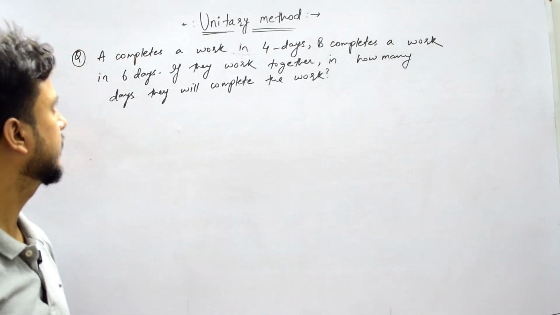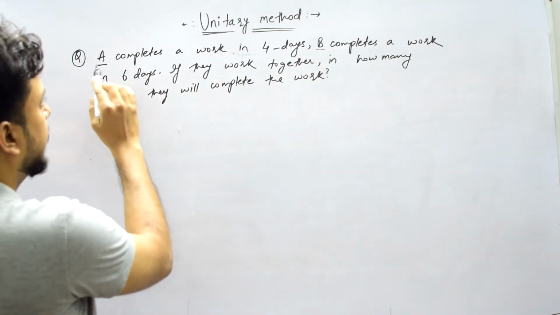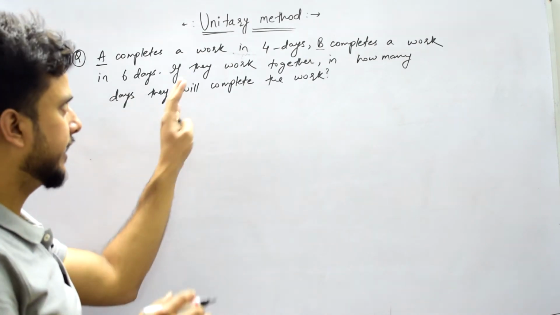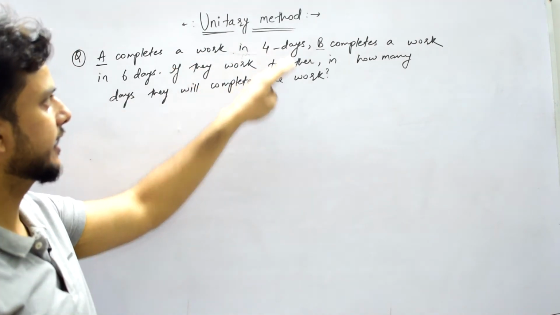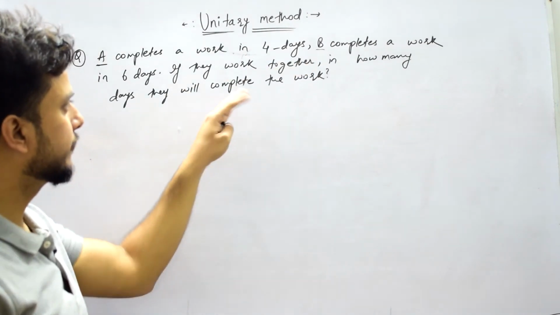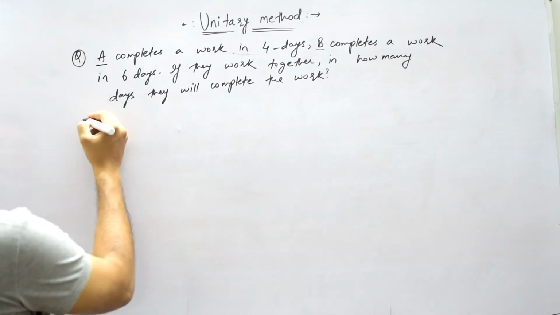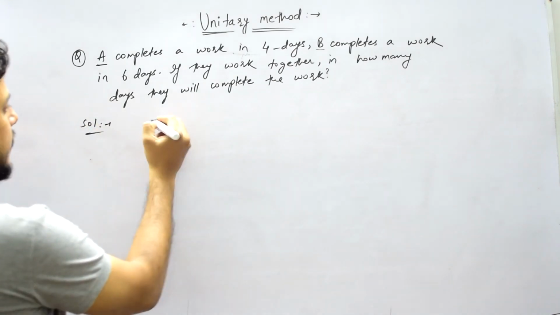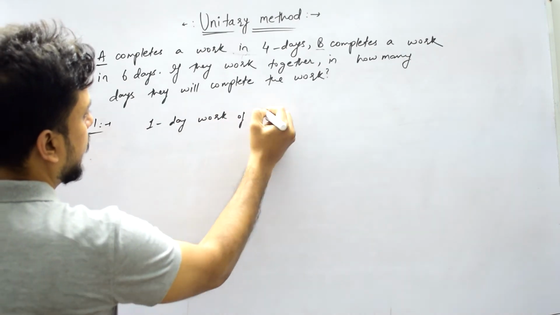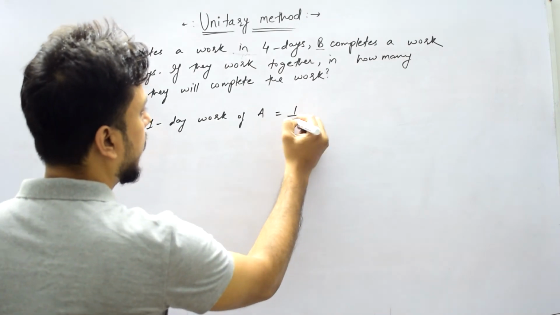So this is my next question. A completes a work. There are two people, A and B. A completes the work in 4 days and B completes the work in 6 days. If they work separately, A can do that work in 4 days and B in 6 days. Now they are working together. We have to find in how many days they will complete the work. First of all, 1 day work of A will be how much? A completes the work in 4 days, so 1 day work of A will be 1 by 4.